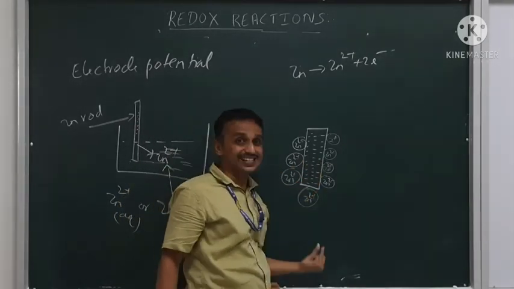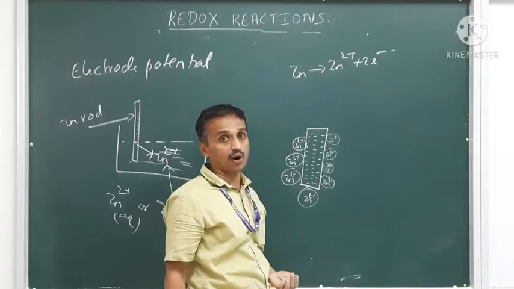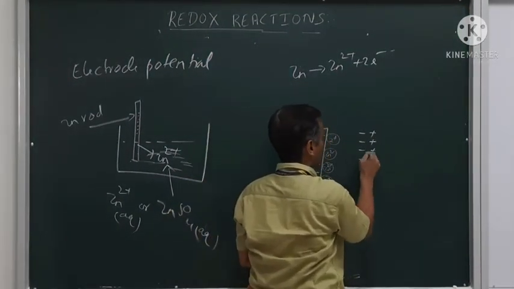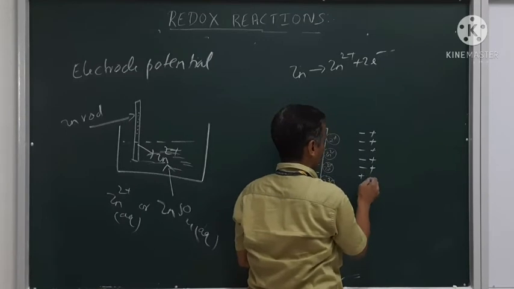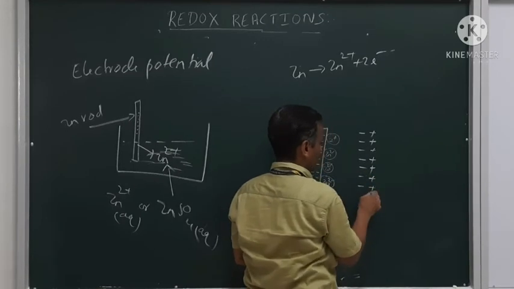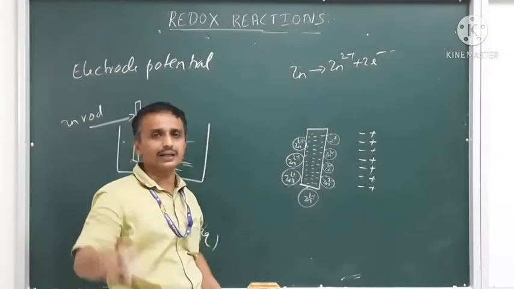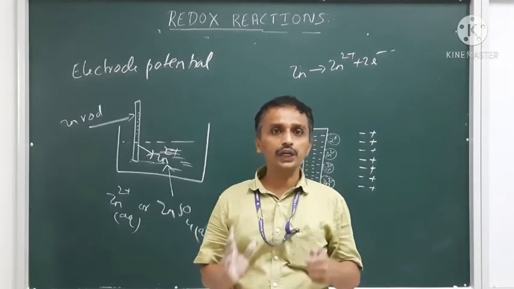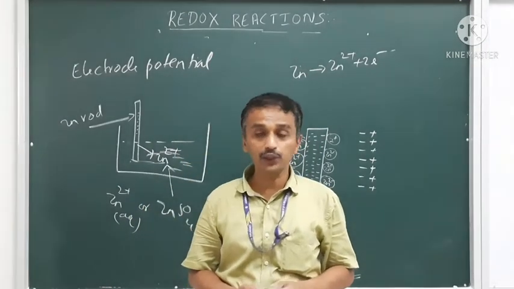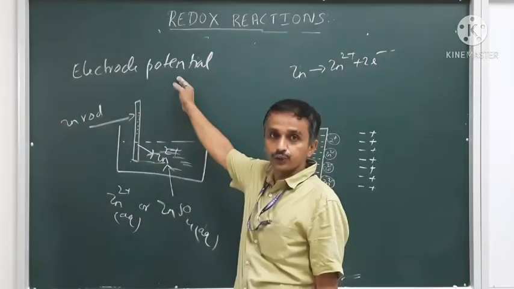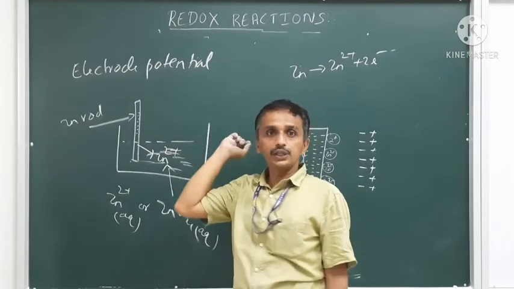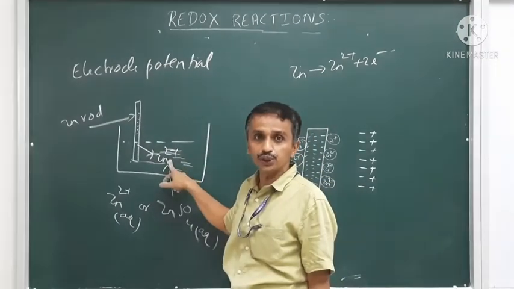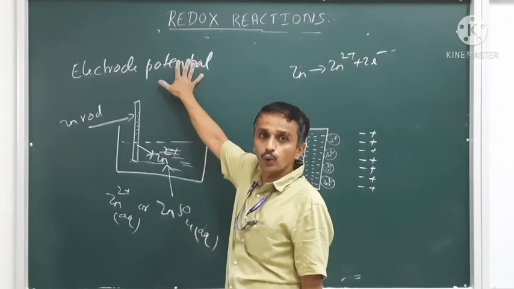Because of this, an electrical double layer will be formed: negative, positive, negative, positive, like this. When the electrical double layer is formed, potential develops, and the developed potential is known as electrode potential. The potential developed when a metal is in contact with its own solution is called electrode potential.